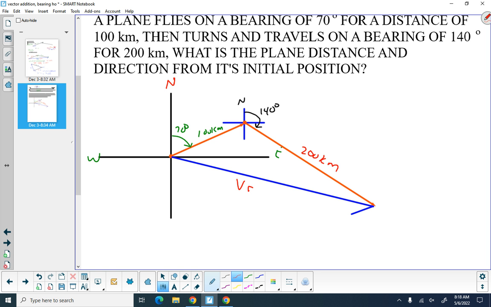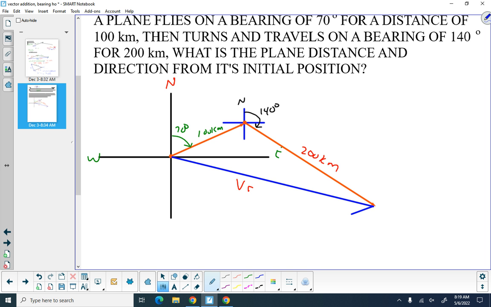Well, what we've just done is we've just set up a triangle. With this triangle, we can use our law of cosines. To use our law of cosines, I need to know two sides and the included angle. Don't know the included angle. That's the game with this. I need to calculate this included angle here.